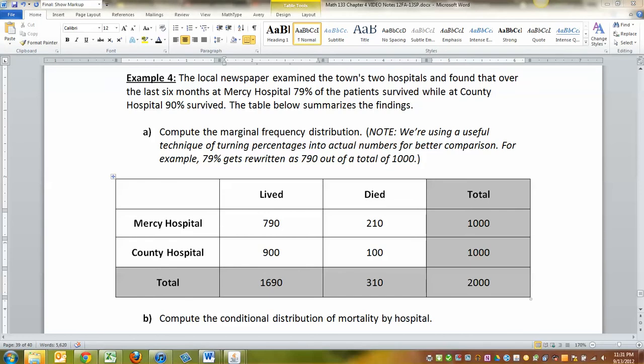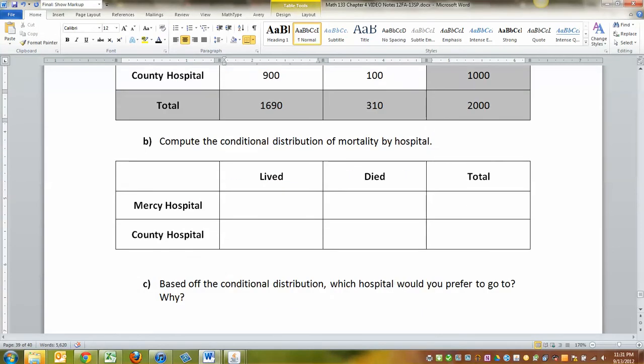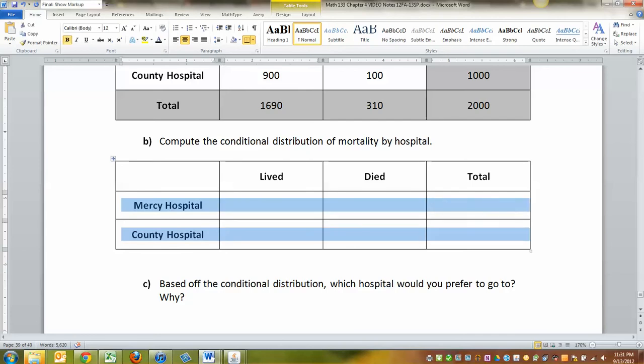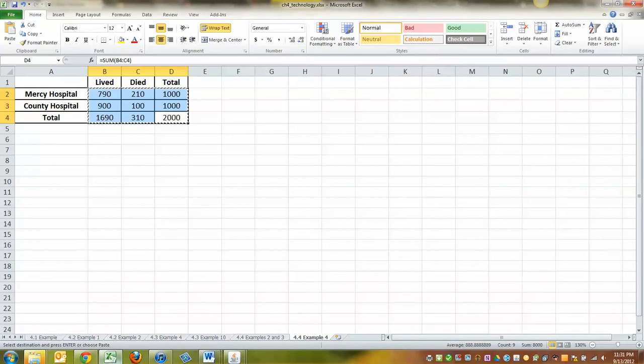Next they want us to compute the conditional distribution of mortality by hospital. So I'm going to go back to Excel. And remember, if it's by hospital, then you pick the hospital row and go across. If the hospital had been the column, you would have gone down the column. Let me copy and paste a little bit.